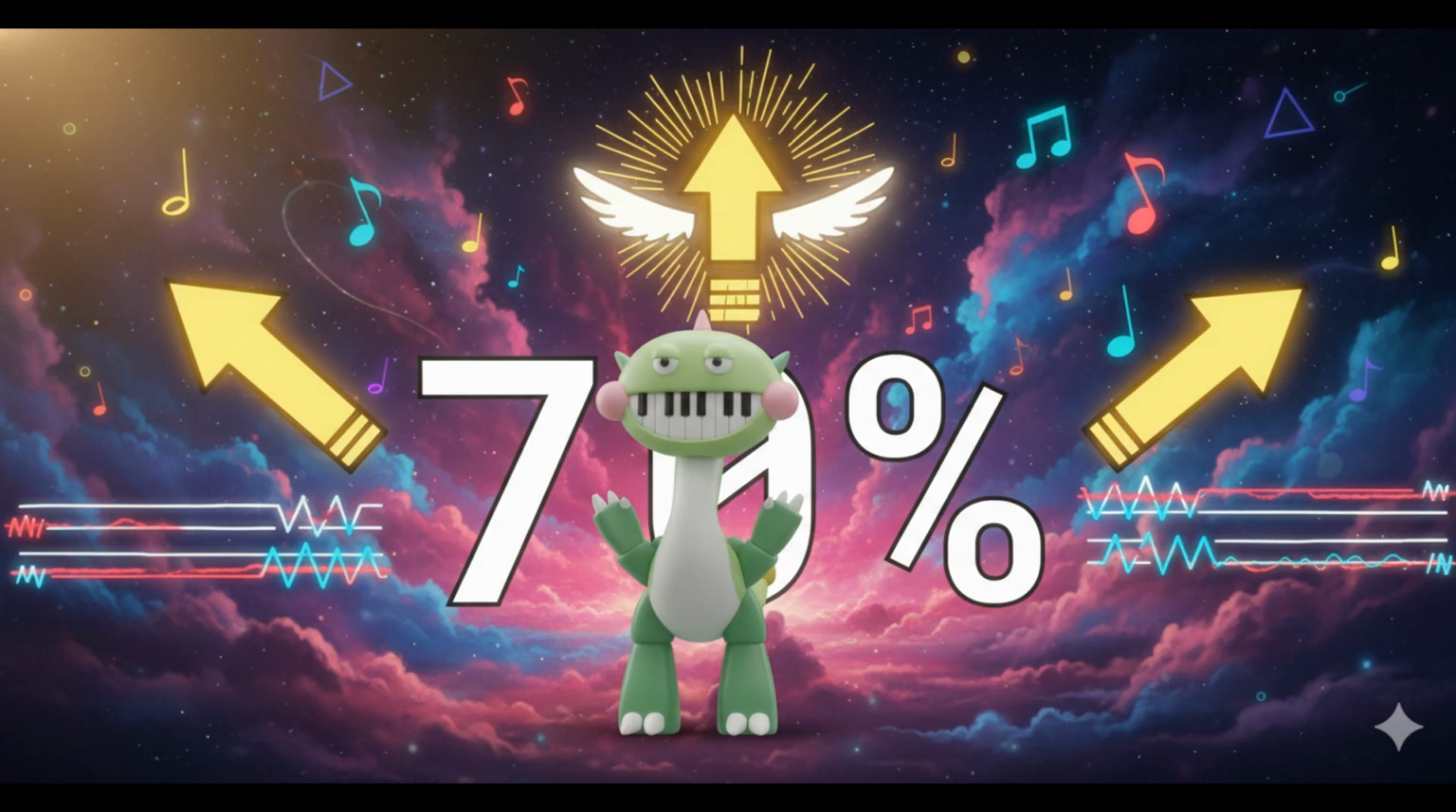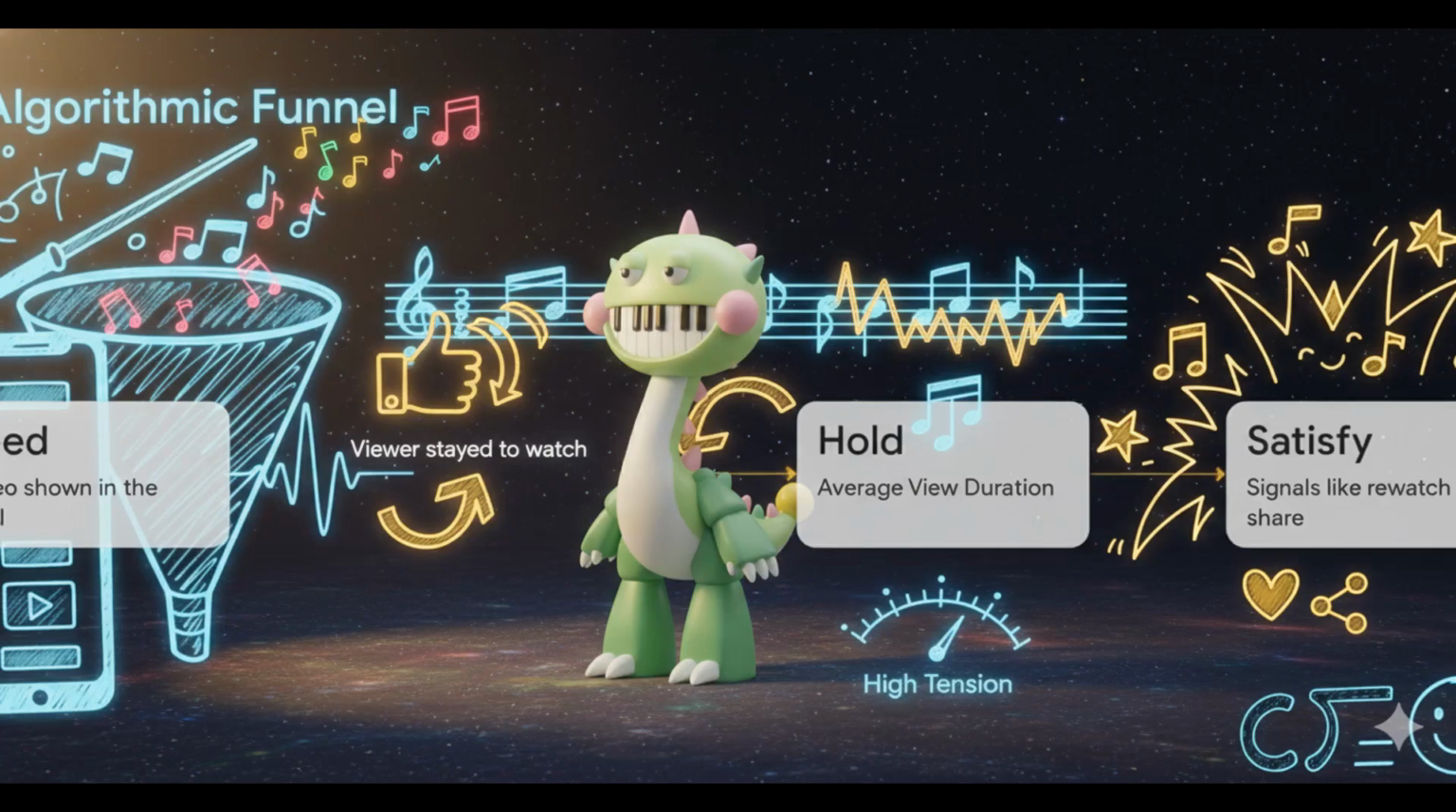The algorithmic funnel basically demands you act exactly like a master composer. First, your content appears in the feed. Then you stop the scroll. That is your hook. You have to hold the tension to keep the viewer engaged through the average view duration, and finally, you resolve it with satisfaction signals, like a share to trigger broader recommendations.